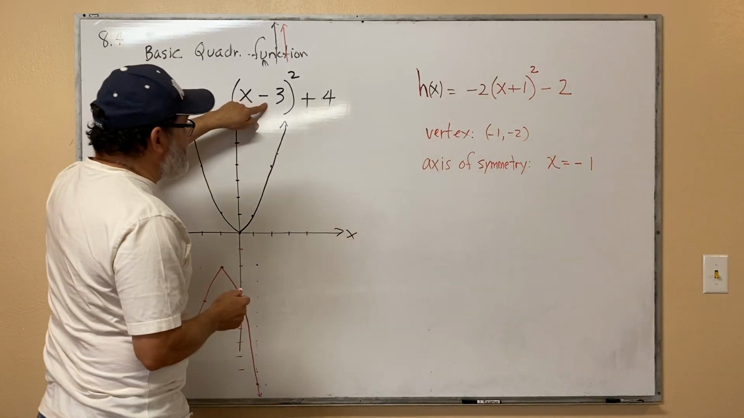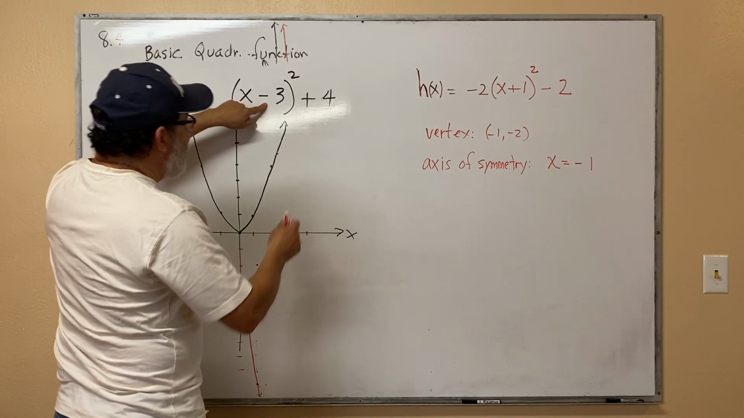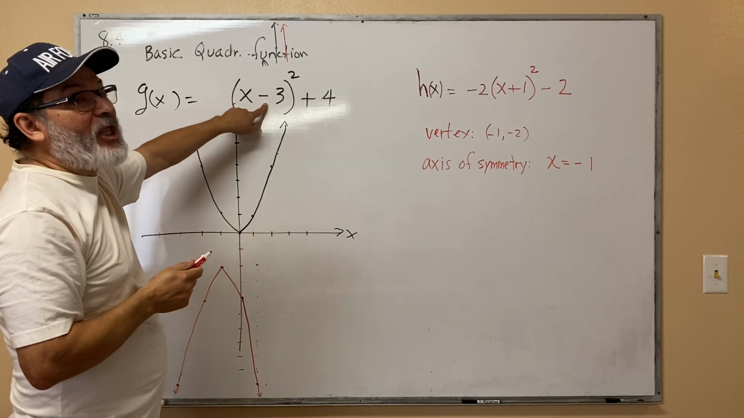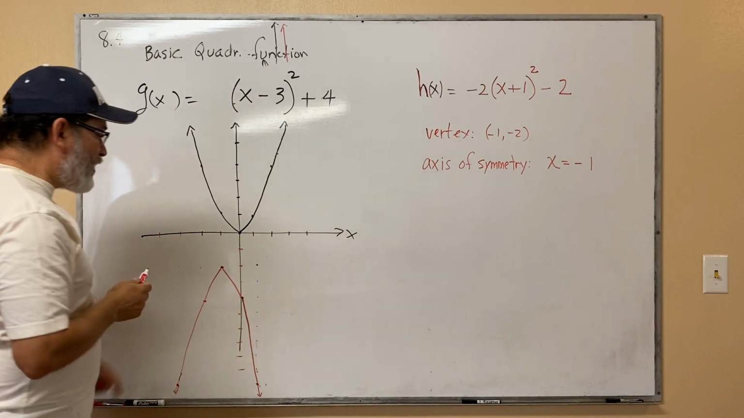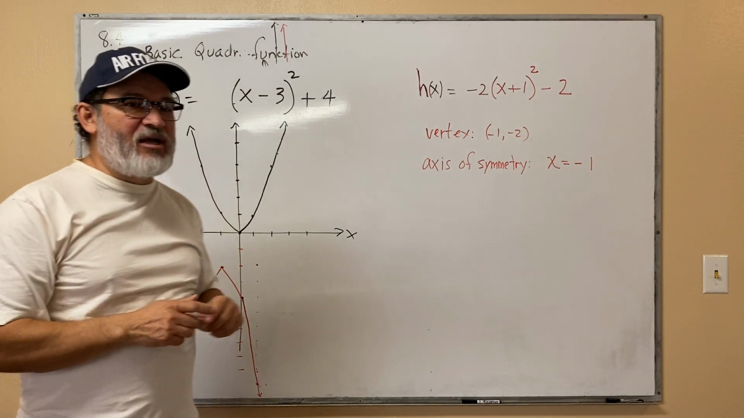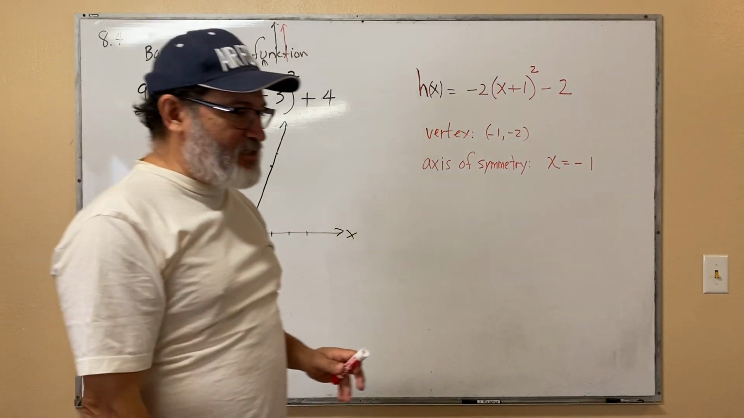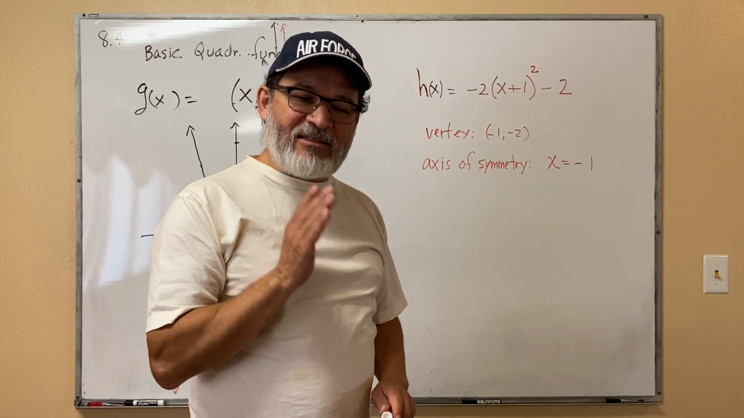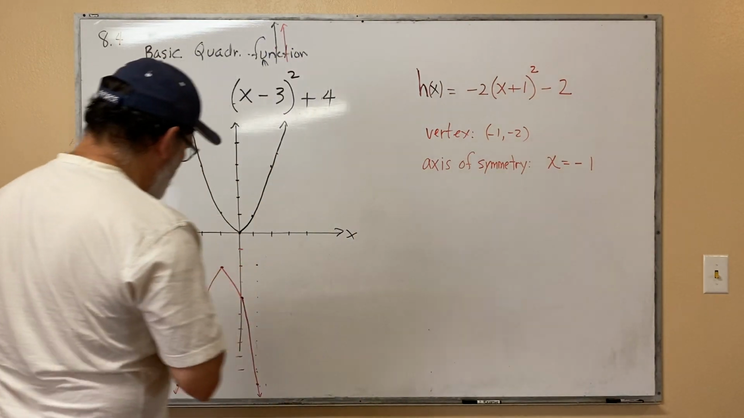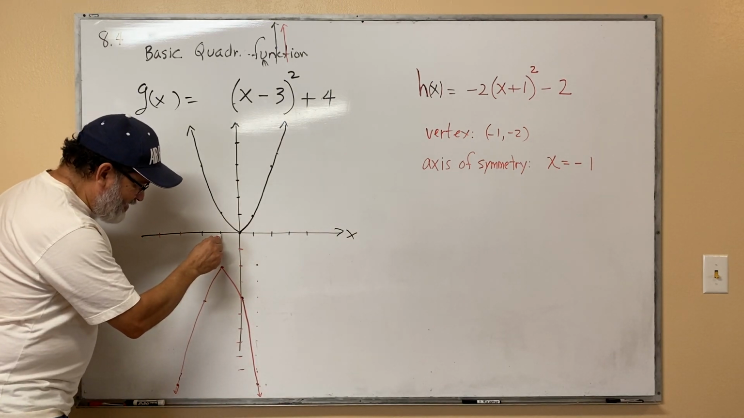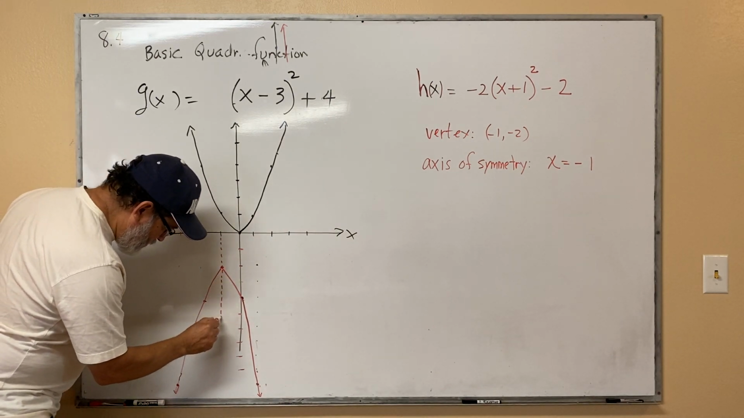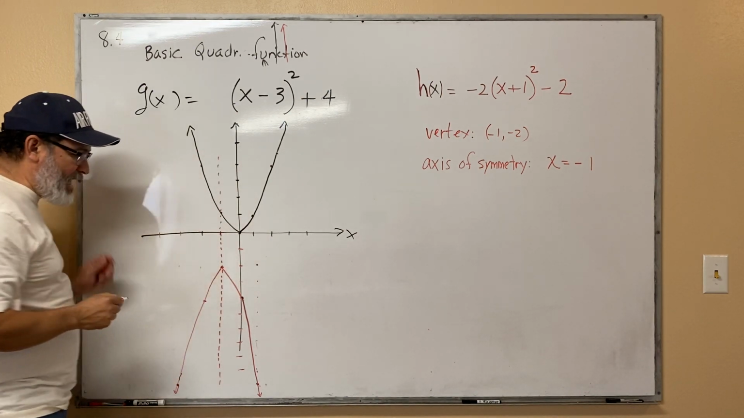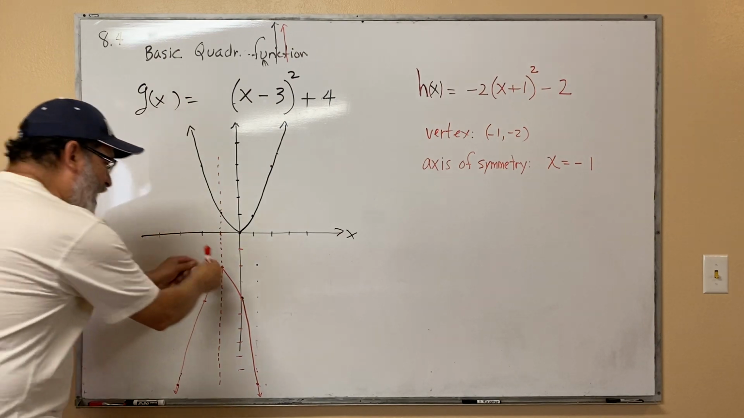What's the axis of symmetry here? Axis of symmetry is x equals -3. What does the axis of symmetry do? The axis of symmetry cuts the parabola exactly in half. That's the axis of symmetry. It cuts it in half.